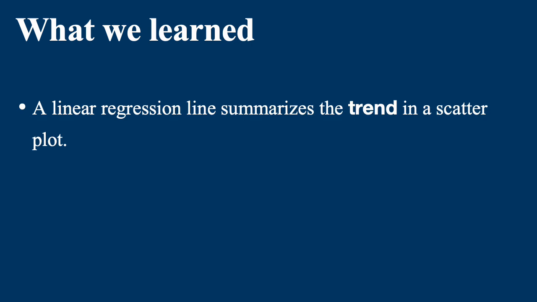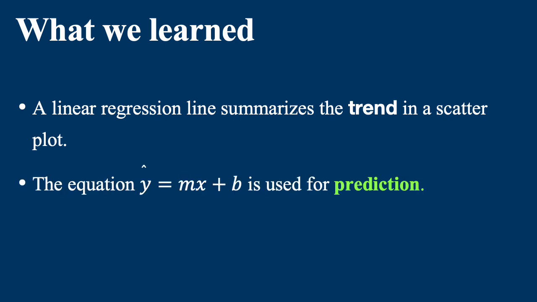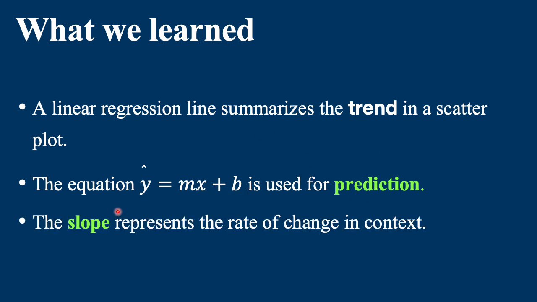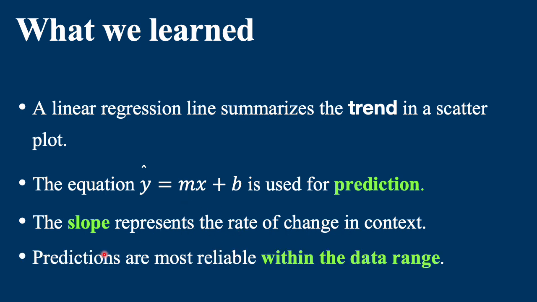What did you learn in this session? We learned that linear regression lines summarize the trend in a scatter plot. The equation y hat equals mx plus b is used for prediction. The slope represents the rate of change in context. Also, be very careful: predictions are most reliable within the data range. So be very careful with the equation of linear regression when you predict outside the data range.